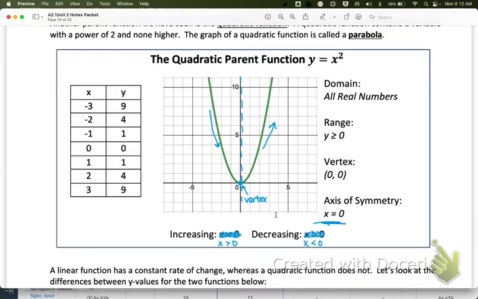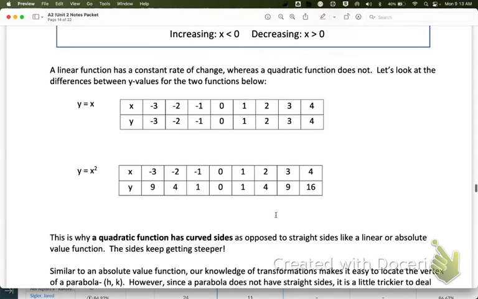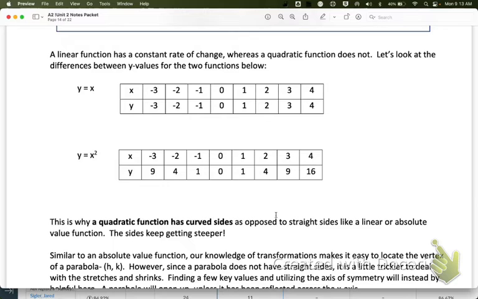So the table of values is given here at the left, and remember, the y values are what we get when we square the x value. So negative 3 squared is positive 9, and negative 2 squared is positive 4. So you see we get this bounce back between all of the x values, which is why we get that symmetry on both sides of the graph. Now, a linear function has a constant rate of change. A quadratic function does not.